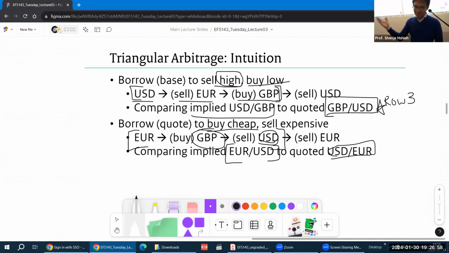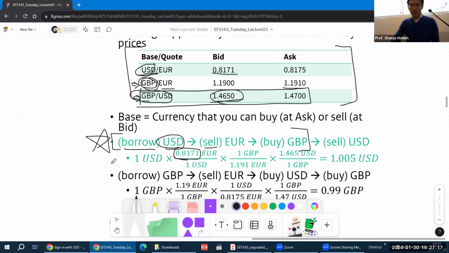Okay, that's it. The same ideas, right? Same idea, but slightly different interpretation. But you can think of it just as the same. They're both the same. You're just trying to buy low and sell high, or vice versa, right? Okay, that's the intuition.